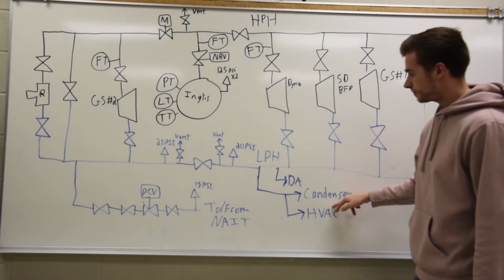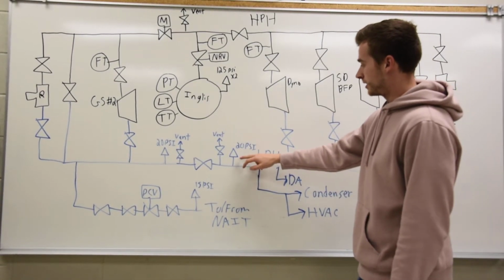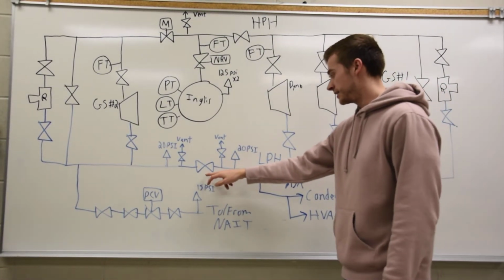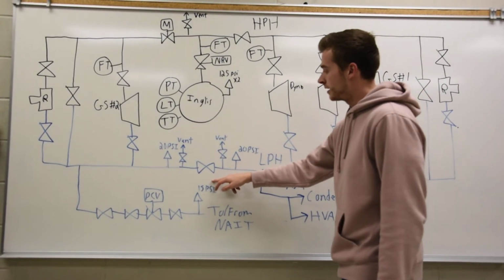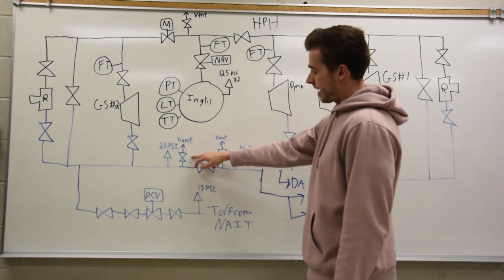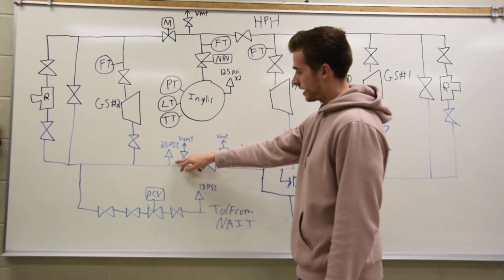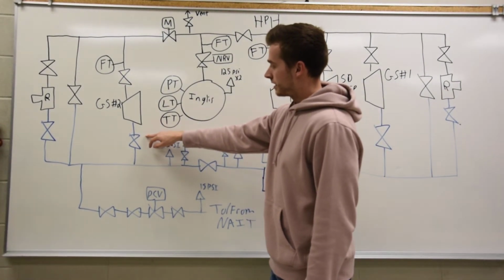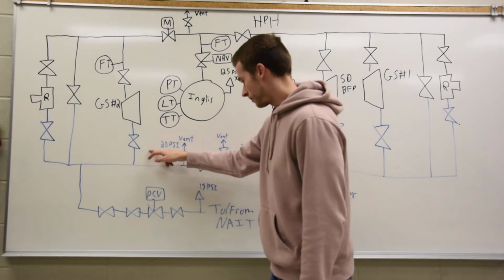Back to the low pressure header, we have a 20 psi safety relief valve, followed by an atmospheric vent, followed by the isolation valve that separates the header in two. After the isolation valve, we have another atmospheric vent, another 20 psi safety relief valve, and then a connection to the bottom of the genset number 2, separated by an isolation valve.